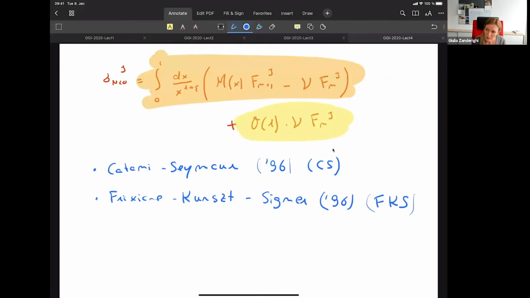But what I want to say is that the way to handle these divergences, how we subtract them, has been understood for a really long time. And these methods are implemented in a lot of publicly available computer codes, MCFM, MC@NLO, POWHEG, and so on. They use these approaches.